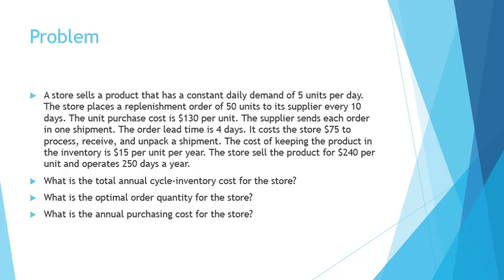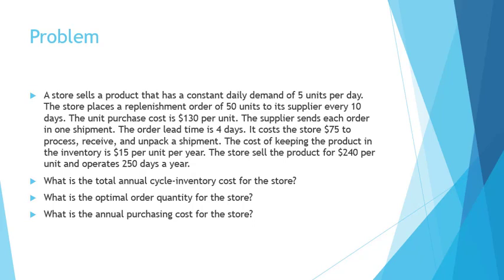It costs the store $75 to process, receive, and unpack a shipment. The cost of keeping the product in the inventory is $15 per unit per year. The store sells the product for $240 per unit, and the store operates 250 days a year.